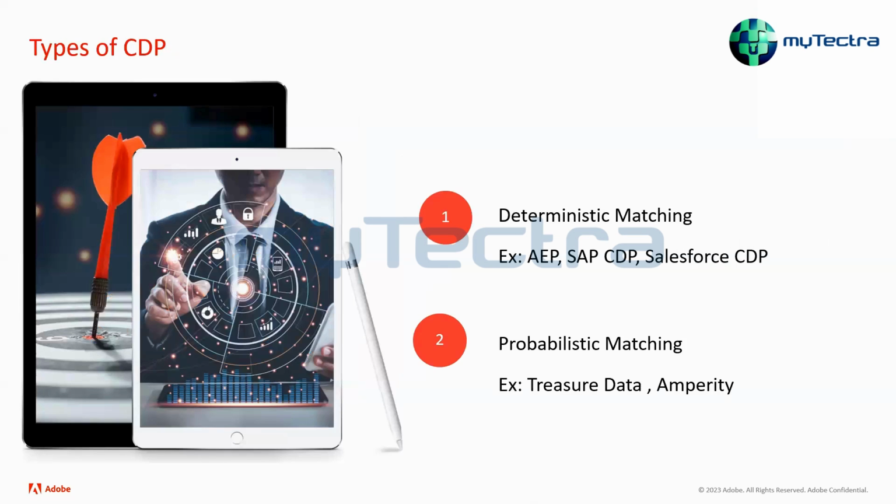So let's understand the types of CDPs. There are two types of CDPs based on the approaches we use in CDPs. They use a data management system to identify and match customer records across various data sources. For example, we're getting data from multiple sources and placing it in one central hub, right?